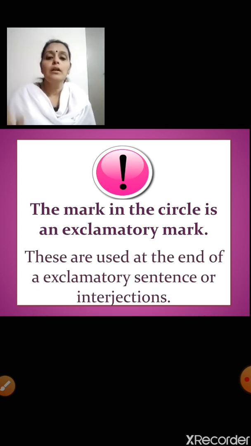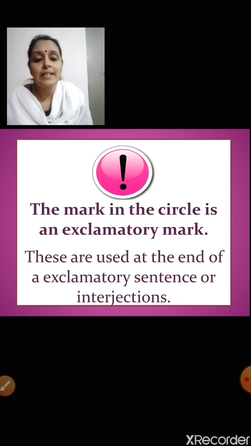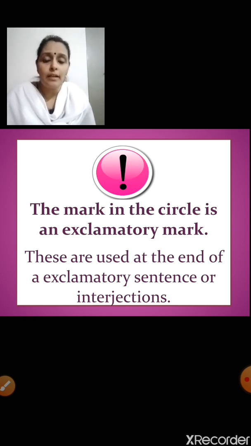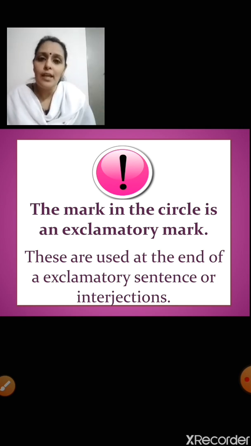We use exclamatory marks at the end of an exclamatory sentence or interjections. Like, if I'm surprised or I'm very excited, I'm very happy, then when I say something, I'll be putting an exclamatory mark at the end of the sentence. And if I am using interjections like ouch, oh, wow, then after these words also I'll put an exclamatory mark.